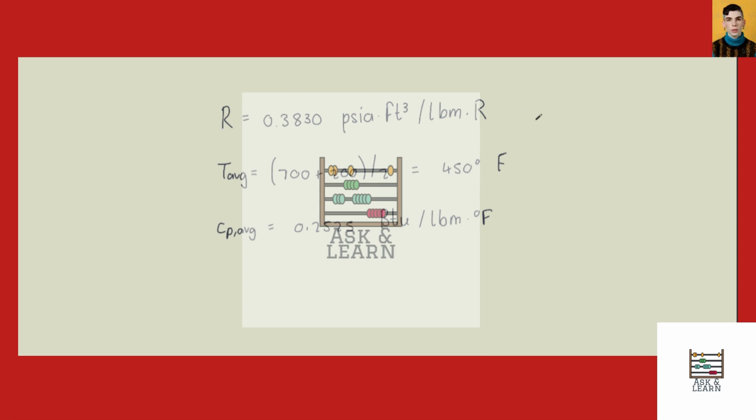So the gas constant of nitrogen, R, is equal to 0.3830 psi foot cube per pound mass R. The average temperature of the gas is (700 plus 200) over 2, which is 450 degrees Fahrenheit. And the specific heat at constant pressure at this temperature is 0.2525 BTU per pound mass degree Fahrenheit. These values are from our tables.